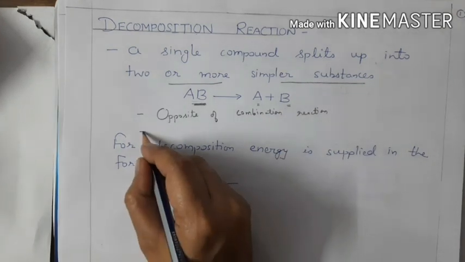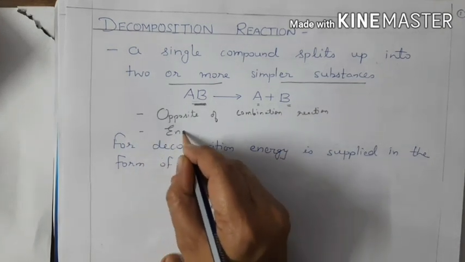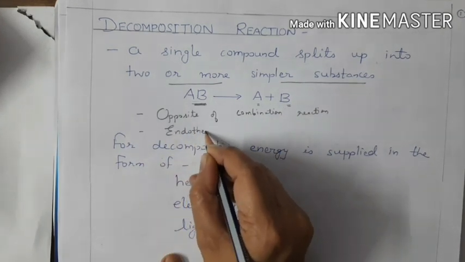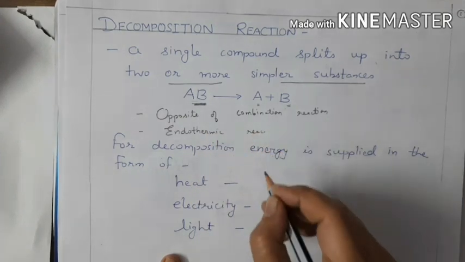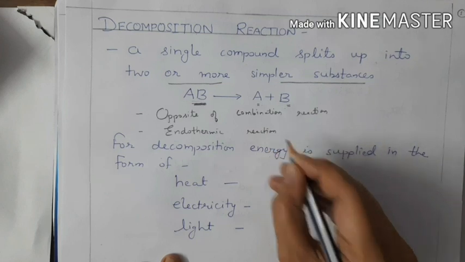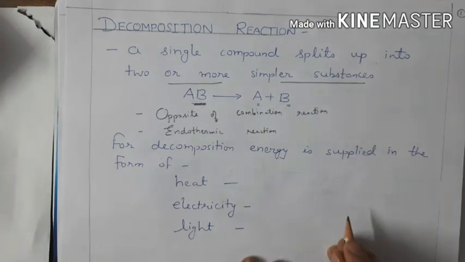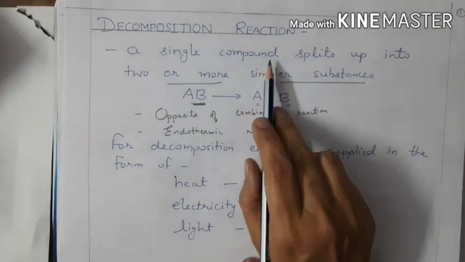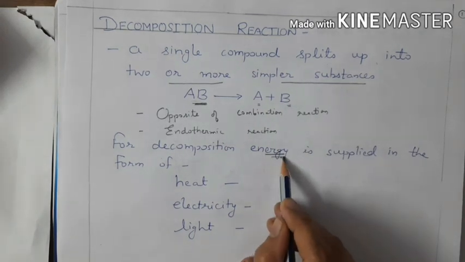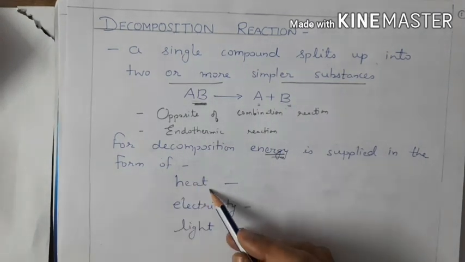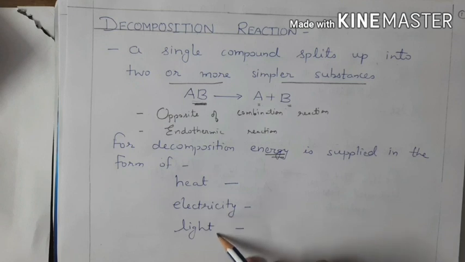These are also the examples of endothermic reaction. Endothermic reaction means the reaction in which energy is absorbed in some form. To break down anything, we need to apply energy. And for break down of these substances also, we need to supply energy, and that energy is supplied in the form of heat, electricity, or maybe in the form of light.